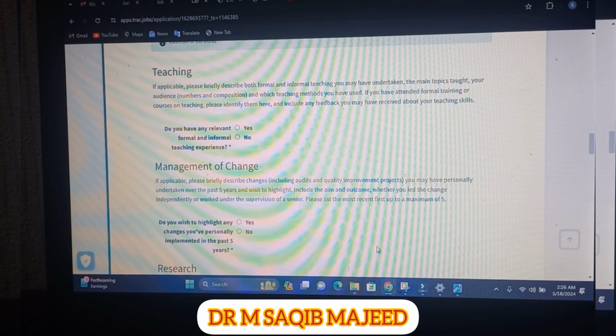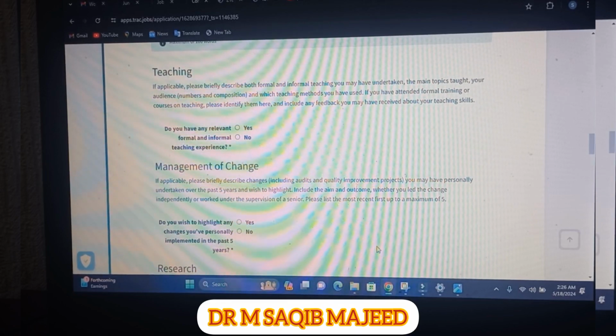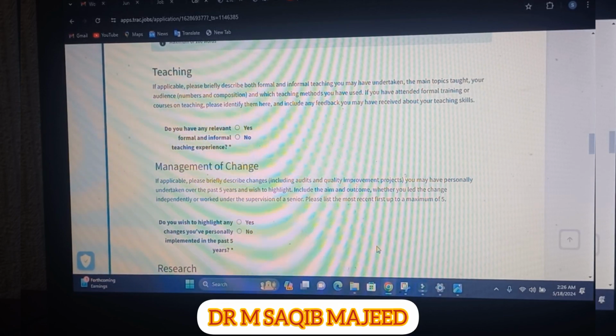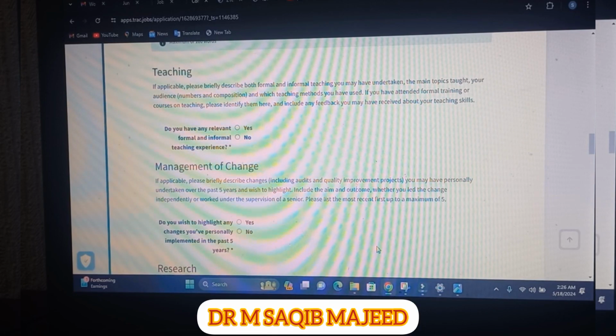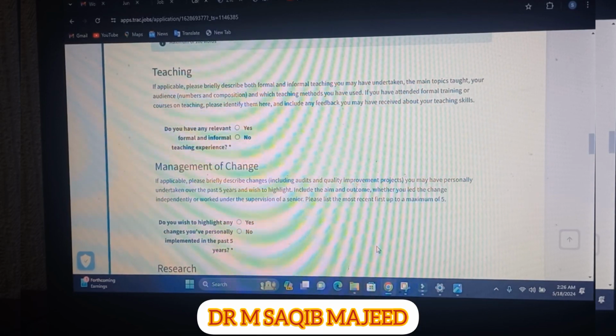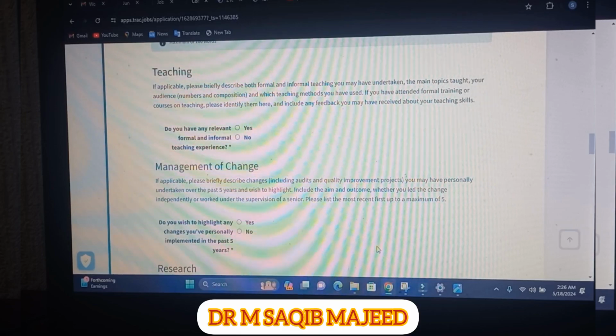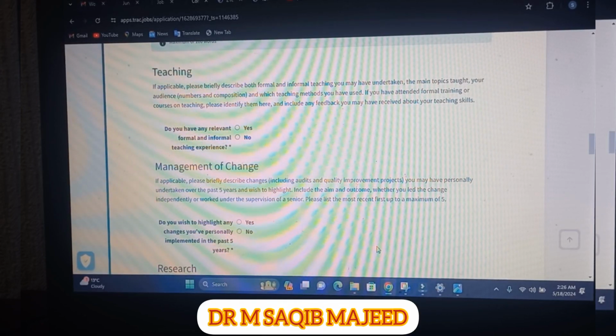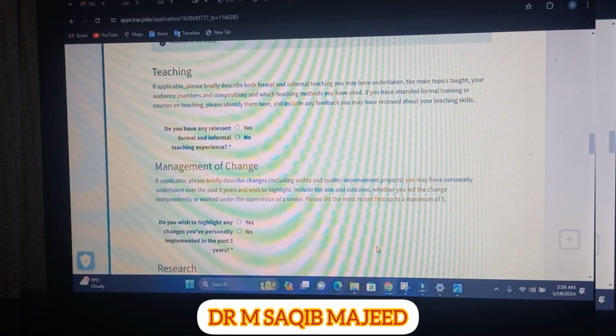If you haven't done anything, just try to put some reflection over that segment that you haven't done but you have a good knowledge of, or that you are planning to do in the future, or mention any positive thing in that segment. Try to fill each and every segment so that it leaves a good effect on the person who is reading your application.